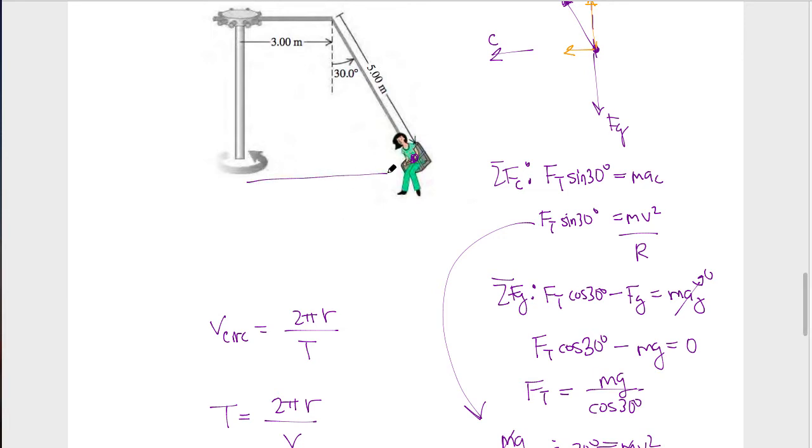So the R is going to be this distance here. So it's going to be 3 meters from this arm plus this component of this triangle. So it's going to be 5 times the sine of 30 degrees. So this is my radius. So I have 3 plus 5 times the sine of 30 degrees. Make sure you're in degrees. My radius is actually 5.5 meters.